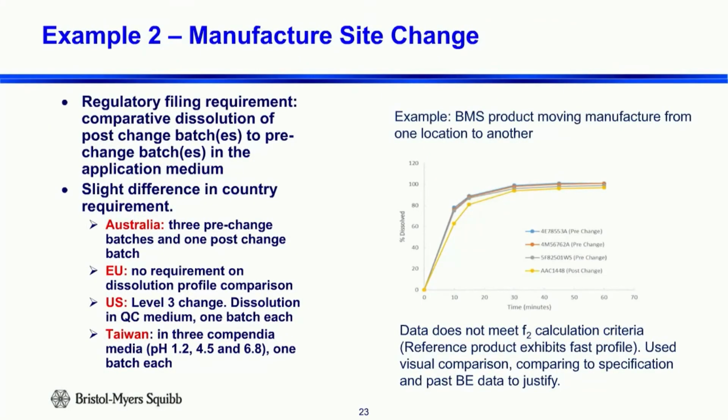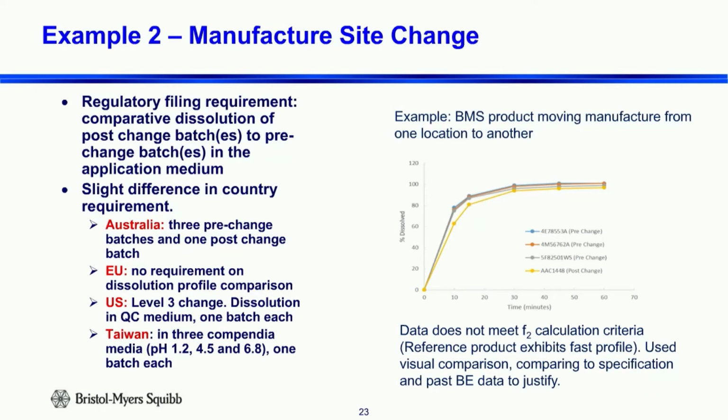So the second example is the other most encountered post-approval change, which is site change. Here you can see that the regulation, even among the major countries, is slightly different. For example, for a straight site change, which means you don't have a process change, the equipment is all equivalent, and the batch size is within 10-fold.